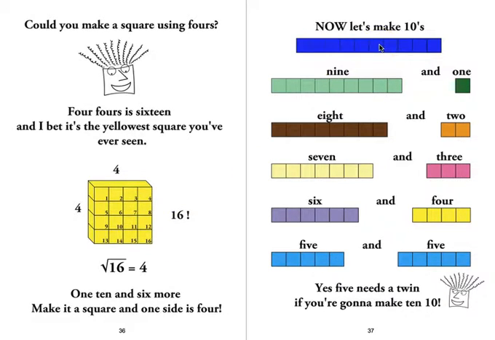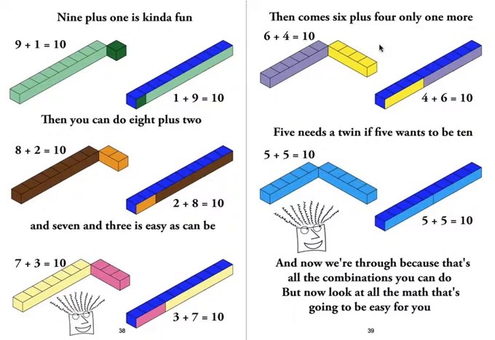Now let's make 10s. 9 and 1, 8 and 2, 7 and 3, 6 and 4, 5 and 5. Yes, 5 needs a twin if you're going to make 10. 9 plus 1 is kind of fun. Then you can do 8 plus 2. And 7 and 3 is easy as can be. Then comes 6 and 4, only one more. 5 needs a twin if he wants to be 10.